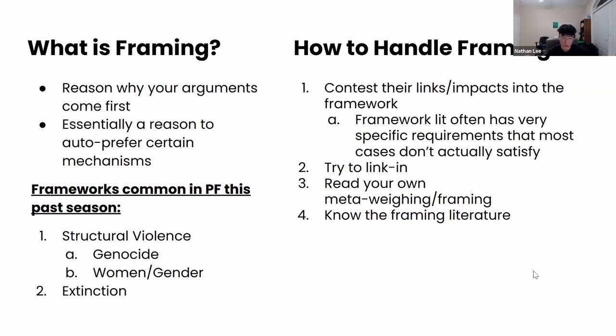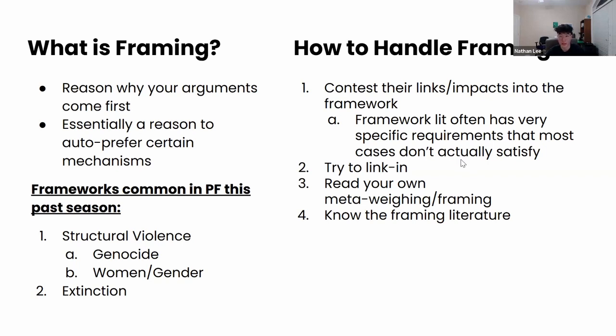And the second most common form of framing is extinction. Extinction is when everybody dies, and it's more closely linked to util. If you're not familiar with what that is, util is the basic cost-benefit analysis logic we use in debate. So if you don't know what framing is, then you're using util framing. All right, so how to handle framing in the context of weighing?